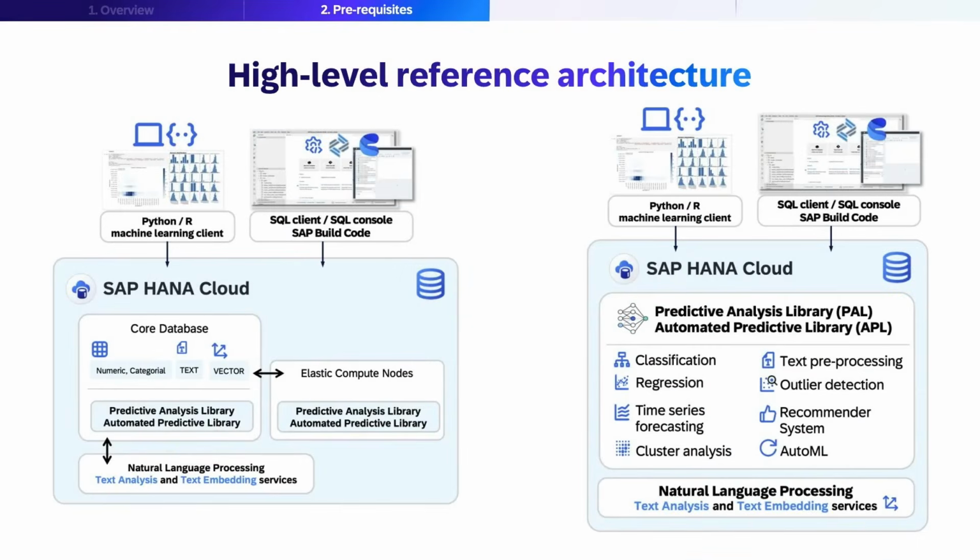Let's examine the high-level reference architecture for time series forecasting using HANA ML. The diagram shows the complete machine learning execution environment within the SAP HANA ecosystem. At the core is the SAP HANA database hosting the predictive analysis library and automated predictive library. These provide the core time series forecasting algorithms. This architecture ensures efficient, scalable, and secure time series forecasting while leveraging the performance advantages of in-memory database processing.